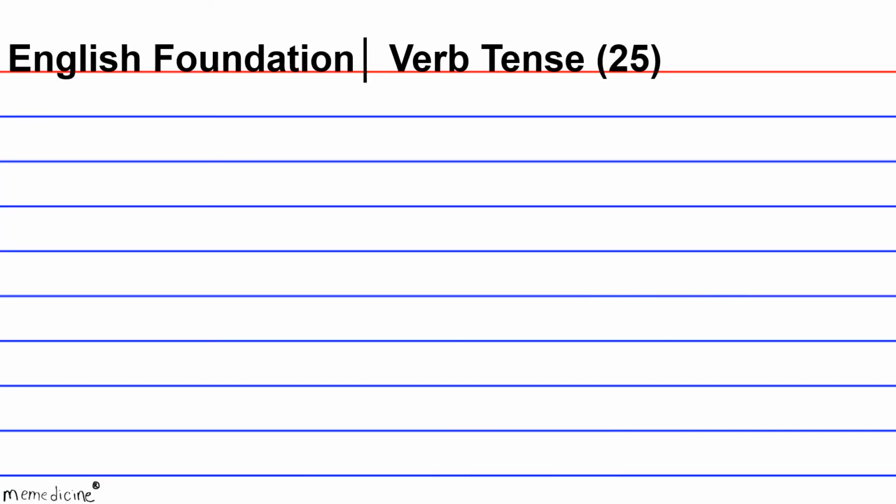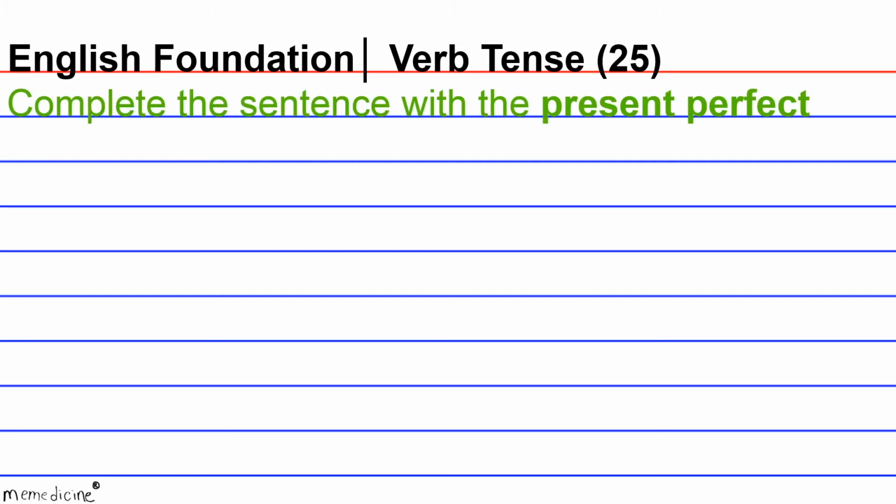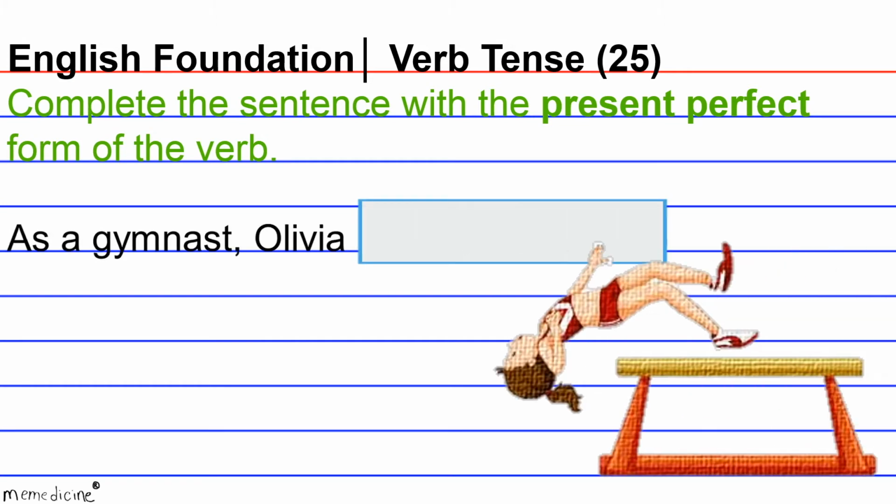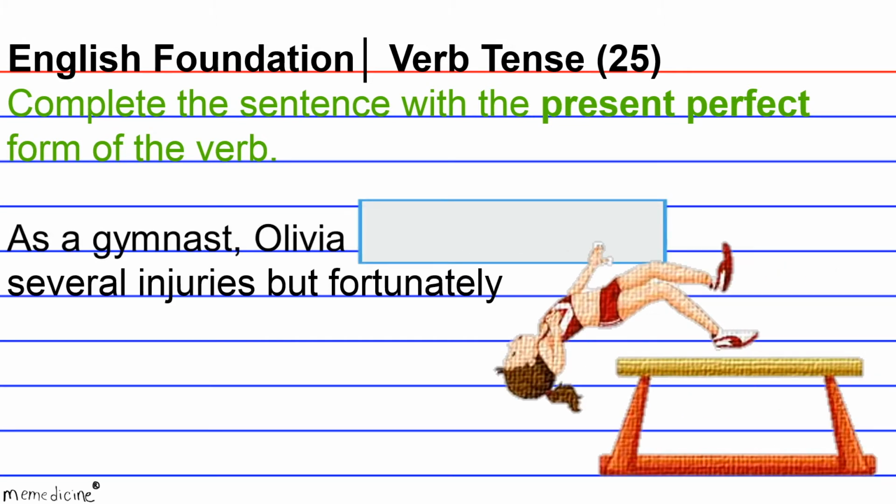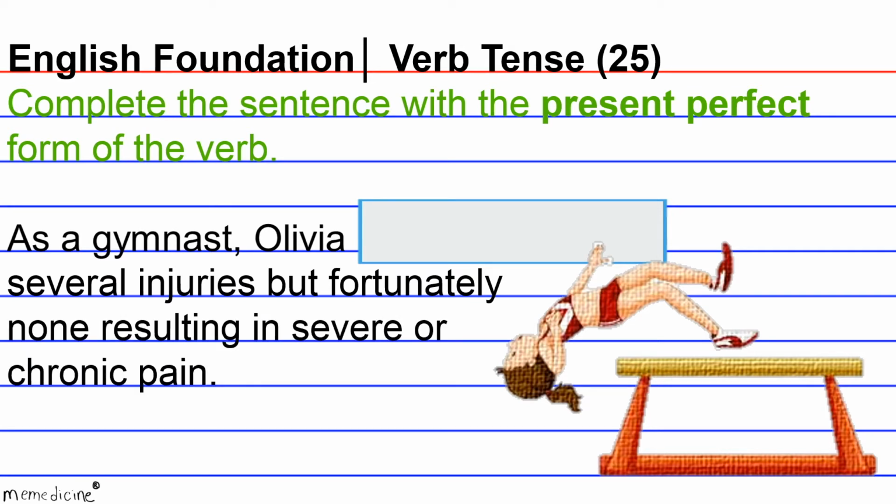English Foundation, verb tense, question 25. Complete the sentence with the present perfect form of the verb. As a gymnast, Olivia blank several injuries, but fortunately none resulting in severe or chronic pain. The task here is to shift the tense of have to its present perfect verb form.